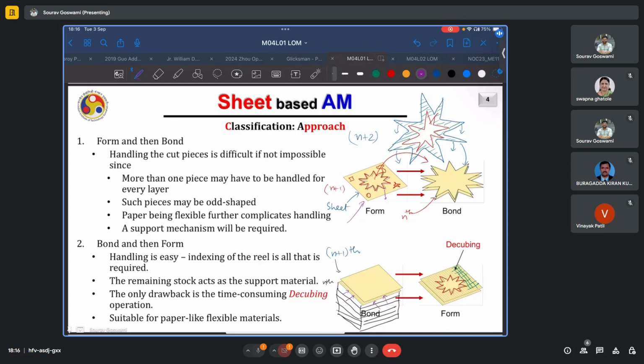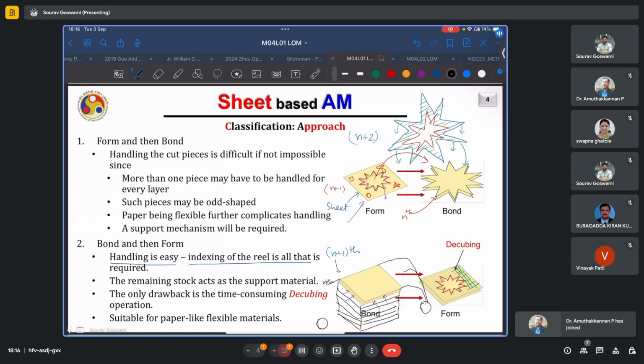Some other aspects. Handling is easier because again you are just pasting it to the already deposited structure and then cutting. Indexing of the reel is all that is required. So typically you will have these rollers, either one or two, which send the sheet, and then take up the sheet as well on the other side. You index it by a fixed distance for each pass. The remaining stock acts as a support material. That is all this region which we have marked grid lines on, which will be later removed via the decubing process. For the time being, they are acting as the support structures. So no additional or explicit supports are needed.